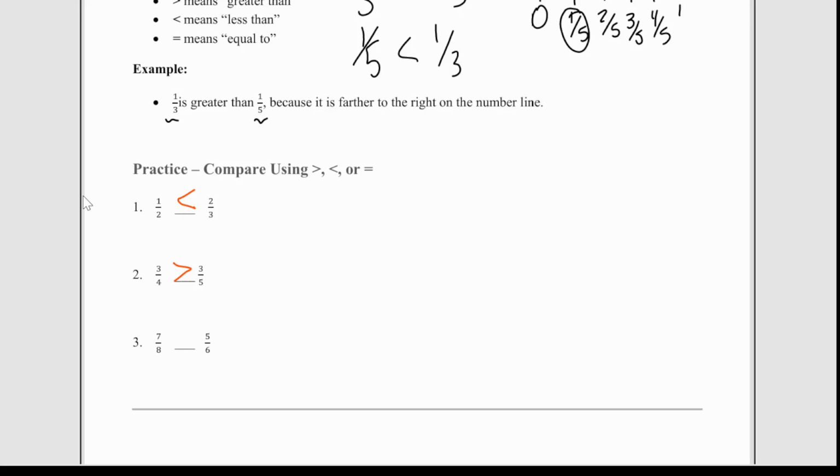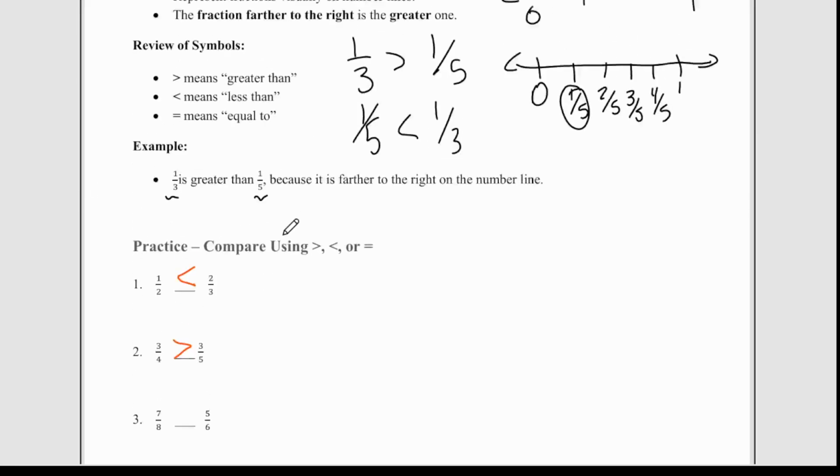This last one, you've got to be a little bit more creative to visualize, but if I take a whole, break it into 8 equal pieces and then give you 7, versus take a whole, break it into 6 equal pieces, give you 5. Or another way of thinking about it is 7 things divided evenly between 8 people, 5 things divided evenly between 6 people. Which one do you think is going to be bigger?